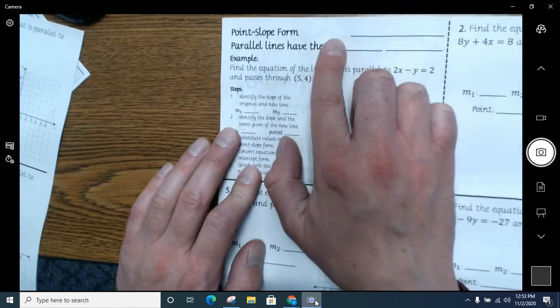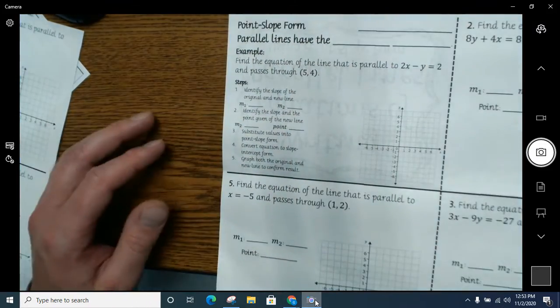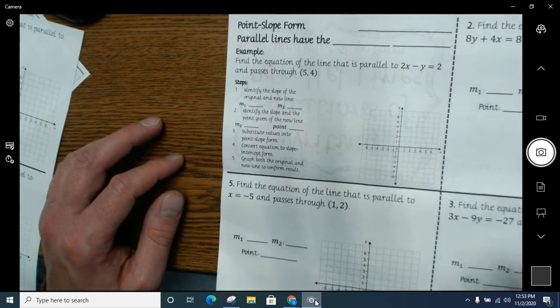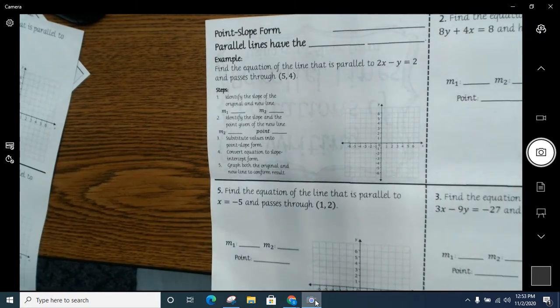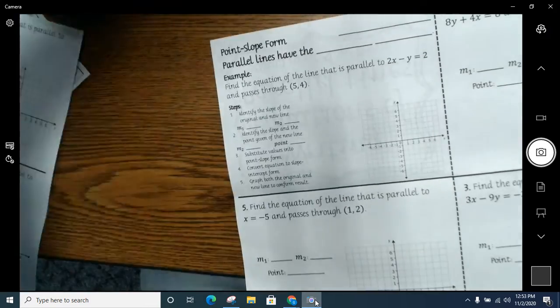All right. Let's go ahead and show you how to tackle these problems today. We're going to be talking about our point slope form and how to make an equation for a parallel line. And let's get into it. First, you need to know your point slope form.